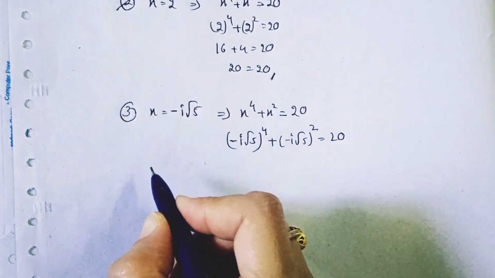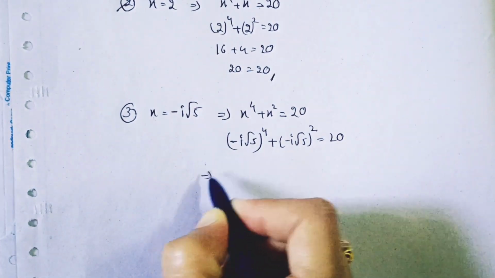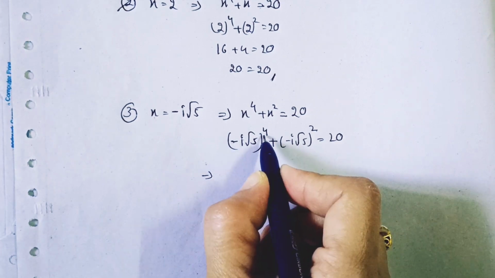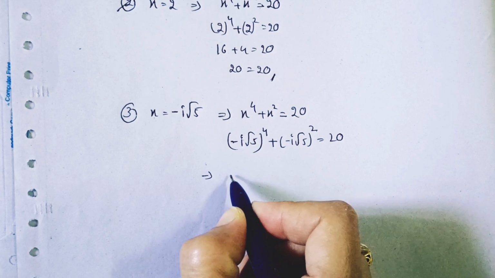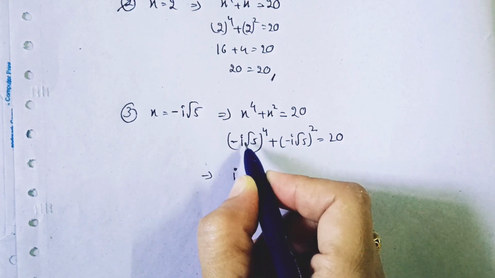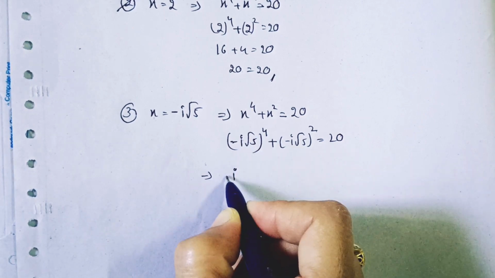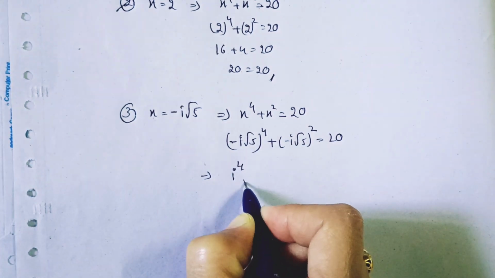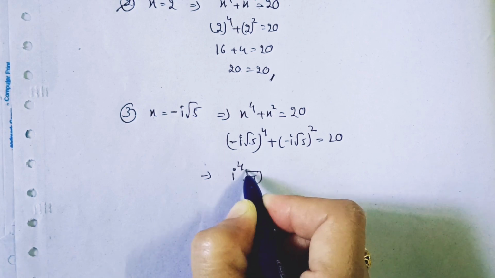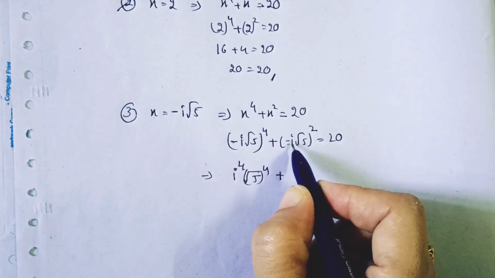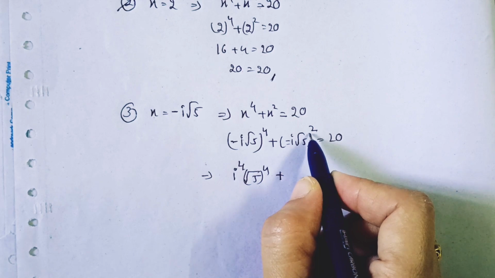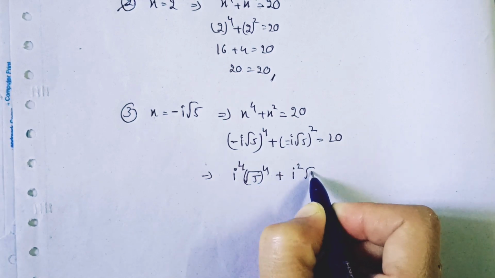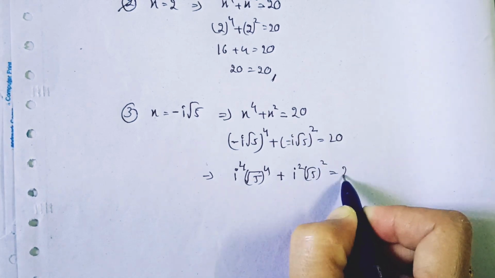This is very important, just look carefully here. For x to the power 4, the minus sign raised to an even power is always positive, right? So I'll write it again: i to the power 4, then root 5 to the power 4, plus, here also minus with even power will be positive, so i squared then root 5 whole squared equal to 20.